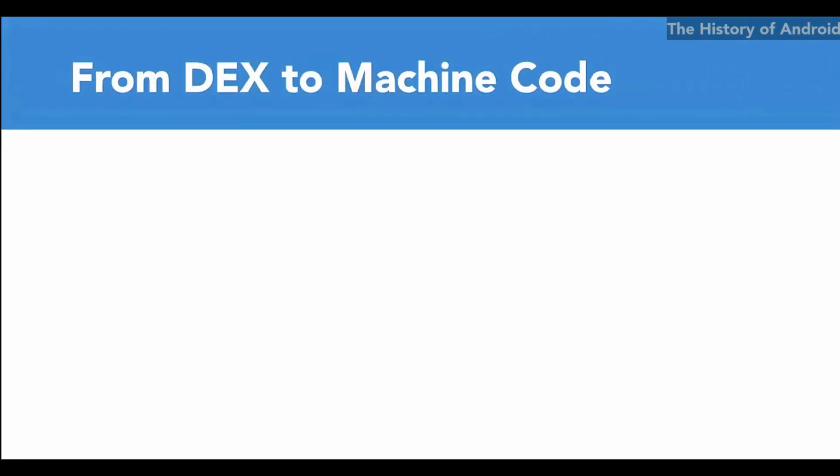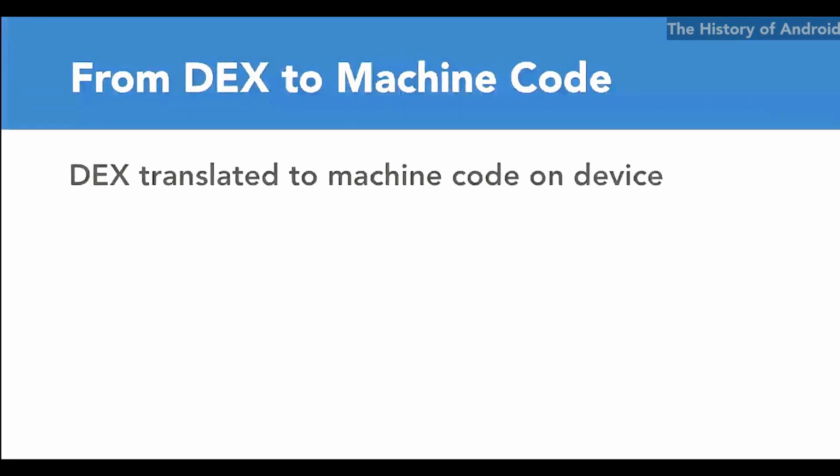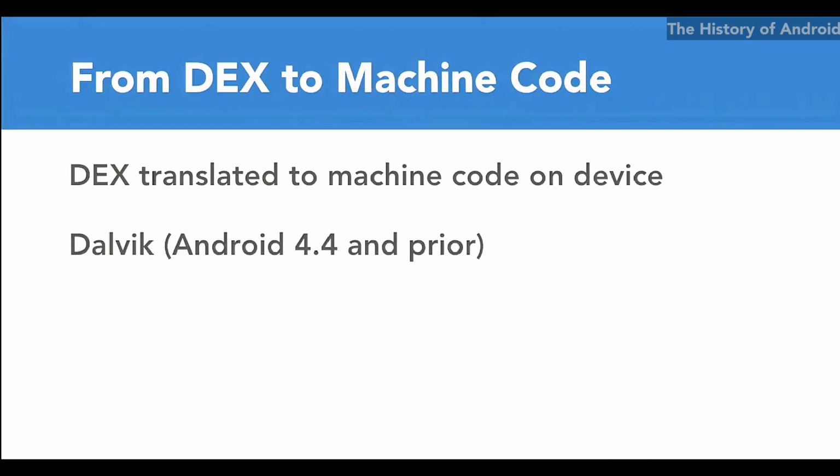From there, the DEX bytecode is translated to machine code, and what kind of machine code depends on the processor and a lot of other factors on the hardware itself. On older versions of Android, there was a runtime engine called Dalvik, and translation was just in time. That is, the DEX bytecode was only translated into machine code the first time the application was run.